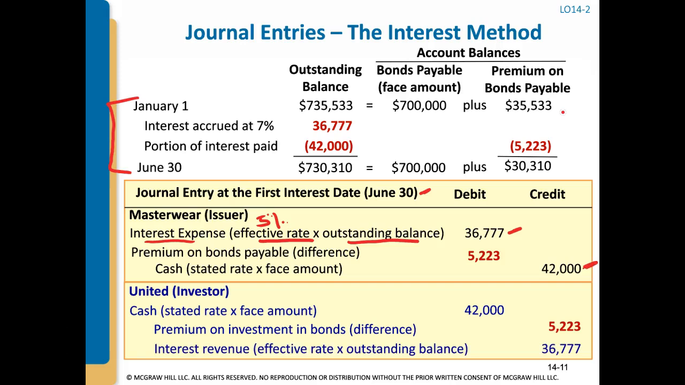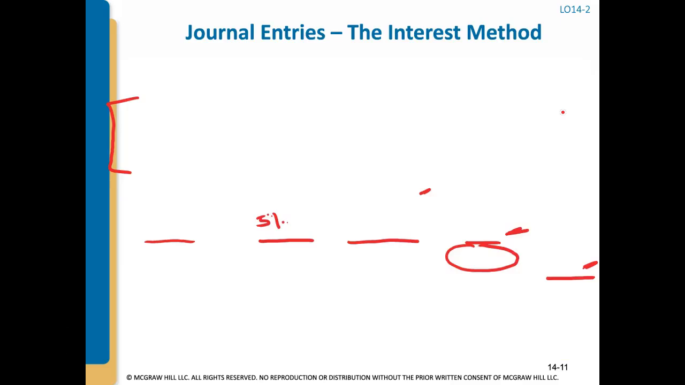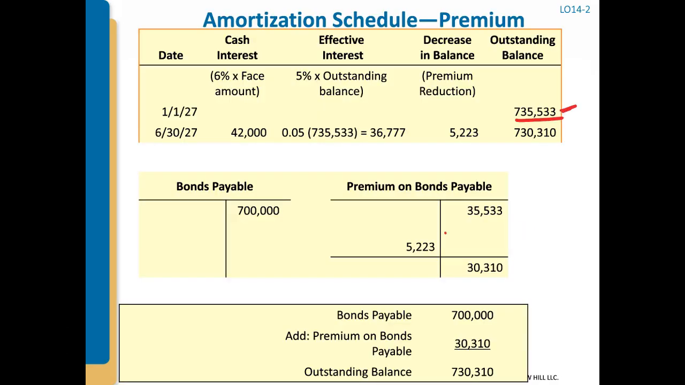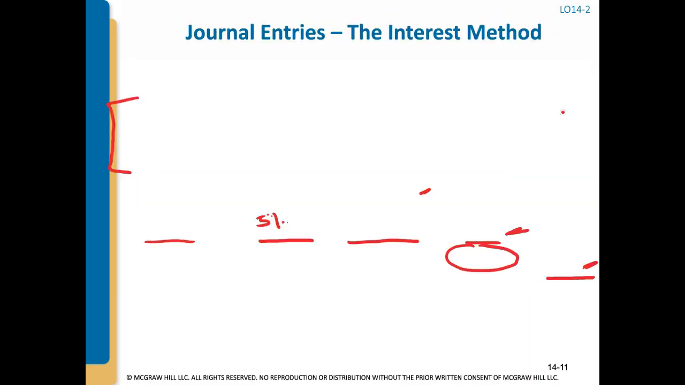Which gives you 36,777. The cash payment for the interest payment is always the same, the stated rate times the face amount. So the credit to cash is 42,000. The debit to interest expense is the 36,777. And the difference is going to be a debit to the premium on bonds payable. And you can see that in this T account, that's what we're talking about right here.